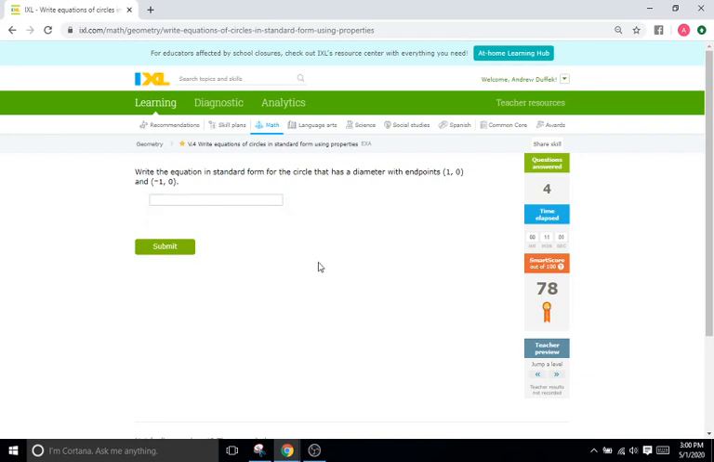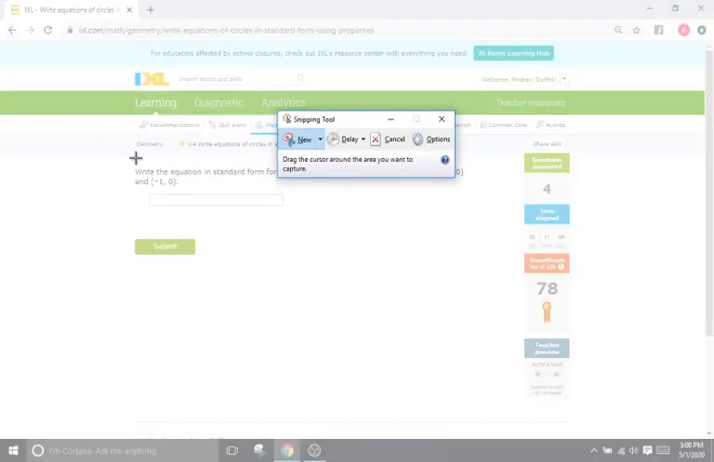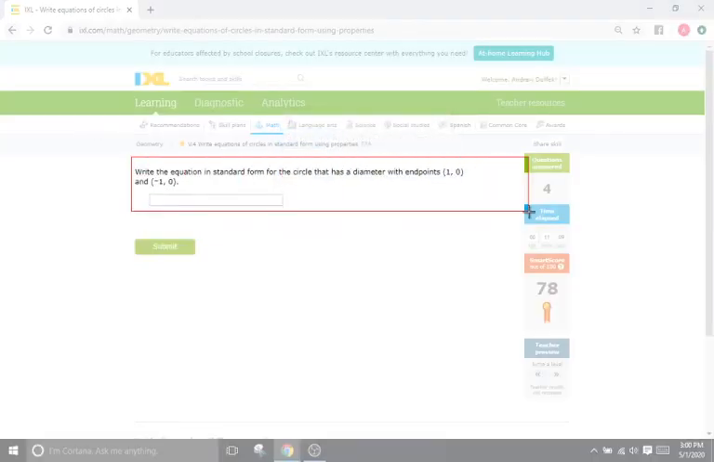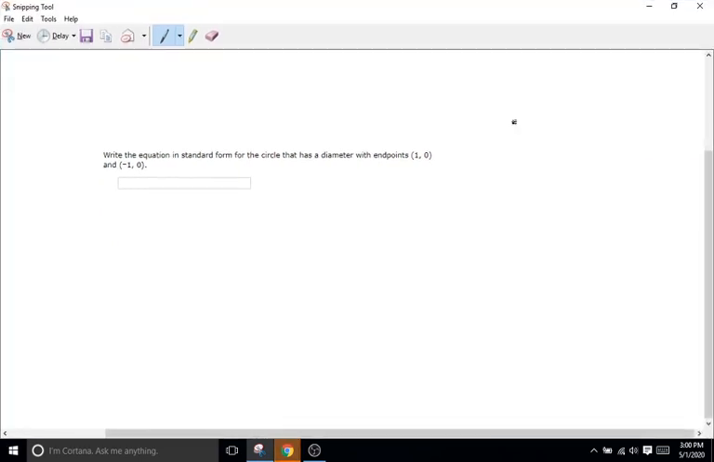Okay, this is an interesting one. Write the equation in standard form for the circle that has a diameter with endpoints this and this. So again, you're probably going to be better off drawing a graph for this kind of problem. This one seems pretty easy. Write the equation in standard form. So we're going to start with (x - h) squared plus (y - k) squared equals r squared. And we'll draw our graph.